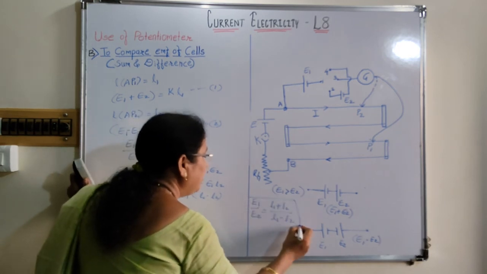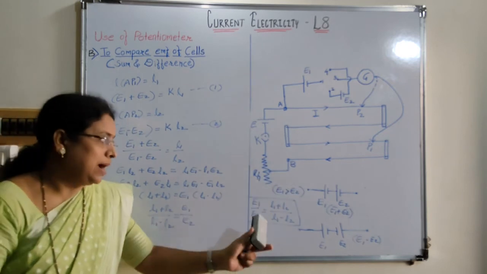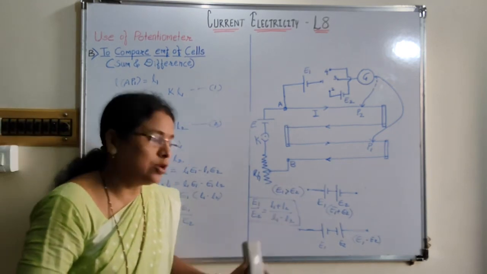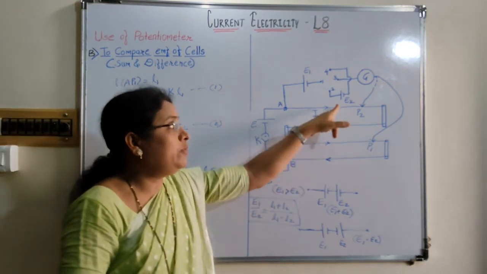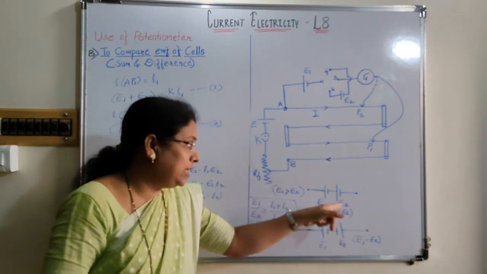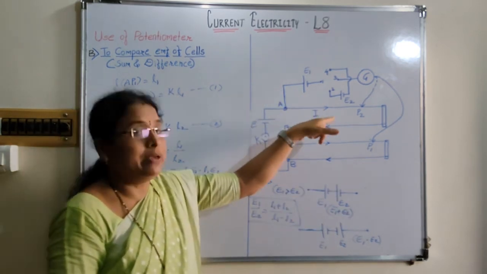In the numerator, we have to take the sum of the two lengths L1 plus L2, and in the denominator, we have to take the difference of the lengths L1 minus L2. Again here, L1 is obviously greater than L2 because in the first case, we connect the two cells in assisting manner. There is the sum of EMF.